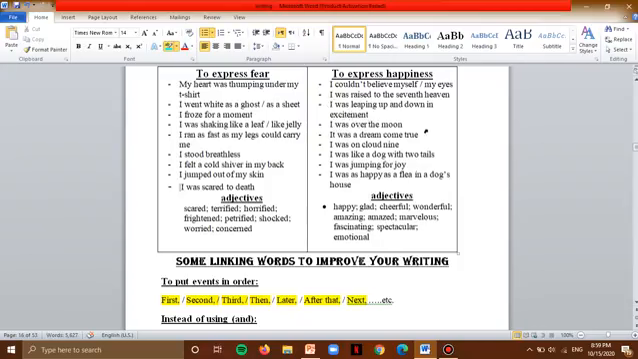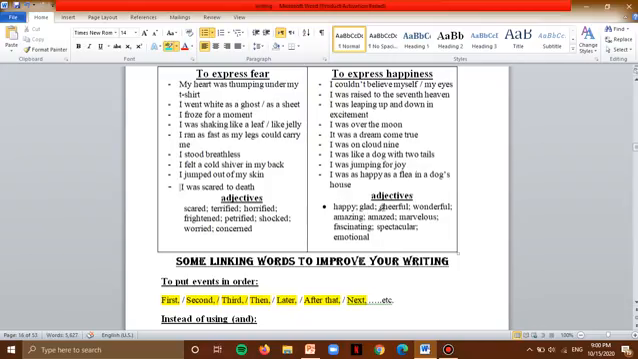It was a dream come true. Okay, I was on cloud 9. It means I was so happy. I was like a dog with two tails. So like a dog with two tails means I was so excited. I was jumping for joy. I was as happy as a flea in a dog's house. Okay, so these are all expressions that I can use if I'm describing exciting or happy events to my reader. Also, these are adjectives that I can use while describing those events.